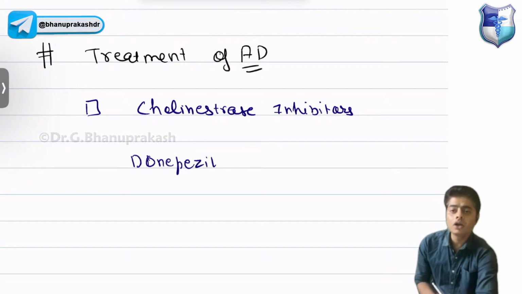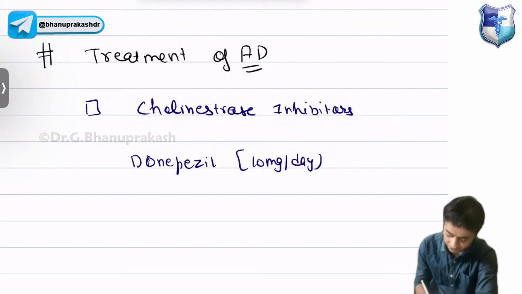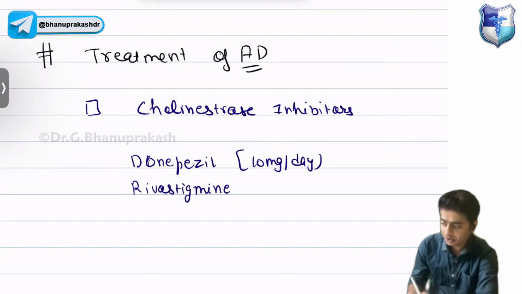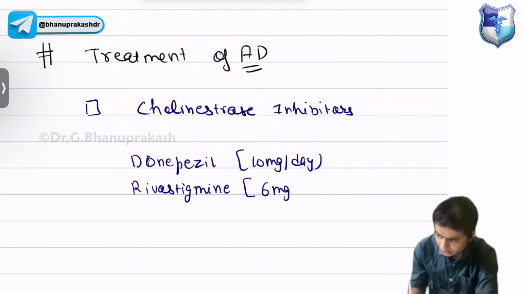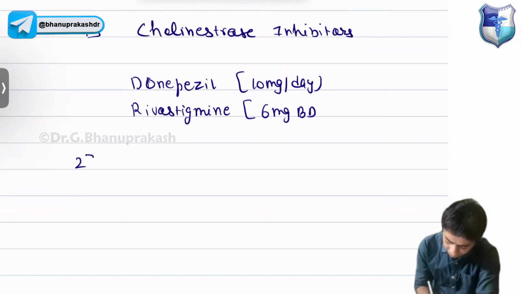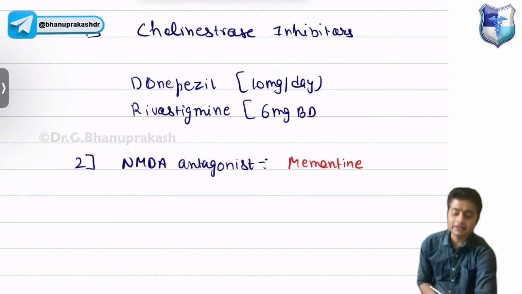We give donepezil at the dose of 10 mg per day, or we can give rivastigmine at the dose of 6 mg BD. ठीक है? Other thing we can give is your NMDA antagonist, that is your memantine.